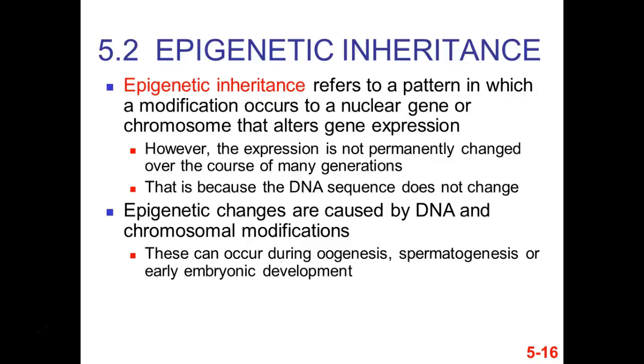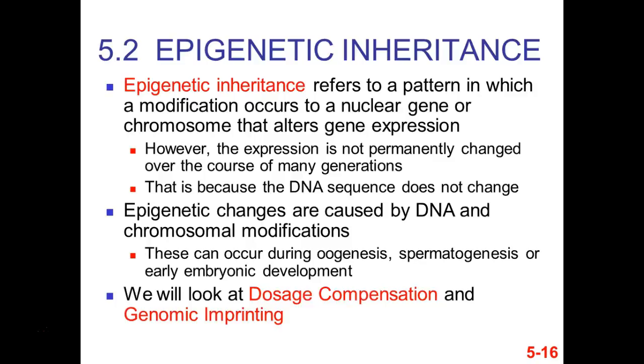So they can occur as early on as oogenesis when the egg is forming, or spermatogenesis when the sperm is being formed, or early on in embryonic development, which is the case for us. For our female humans, early on in our embryonic development, we shut down one of our X's. So things that come into play with this are dose compensation and genetic imprinting.